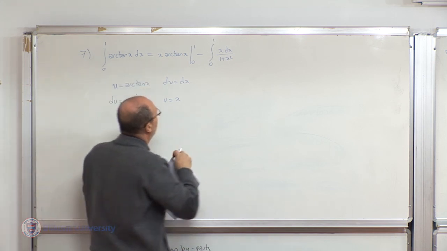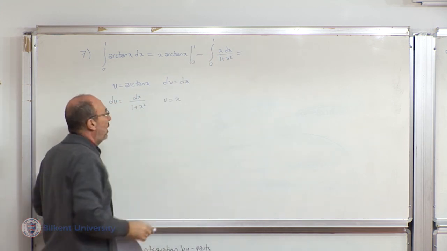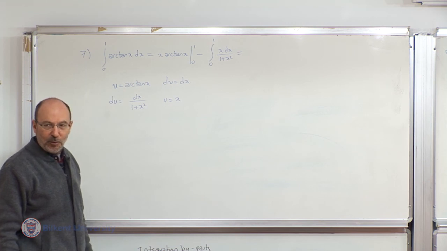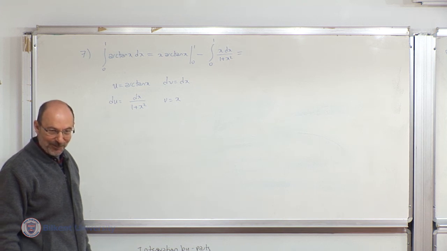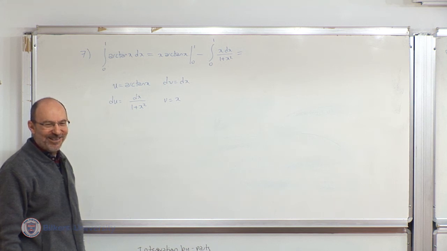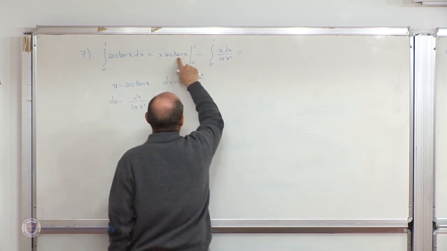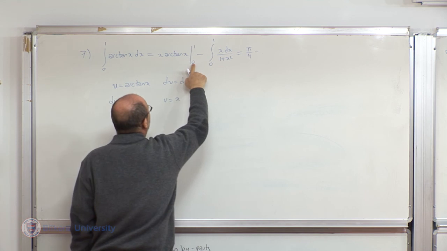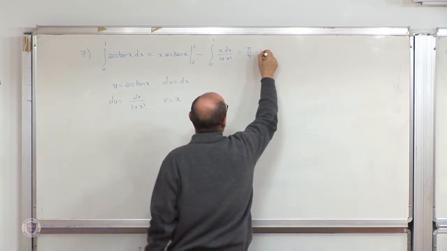Okay, so let's evaluate. When x is equal to 1, arctangent 1 is what? Pi over 7? Did you ever see pi over 7 anywhere? What did it say? Pi over 4. So this is 1 times pi over 4 minus, when x equals 0, arctangent 0 is 0. This is 0, so there's no problem here.